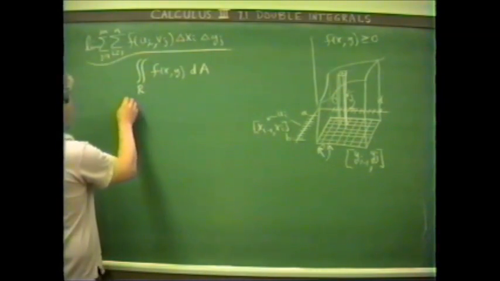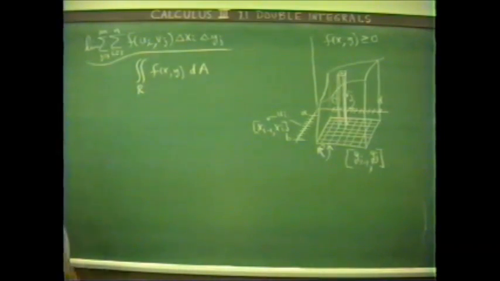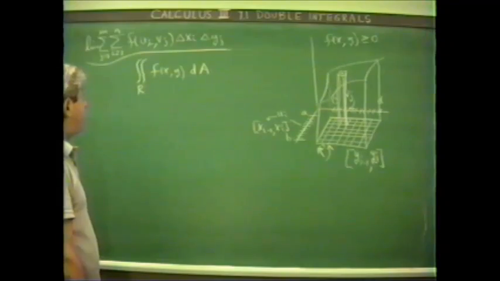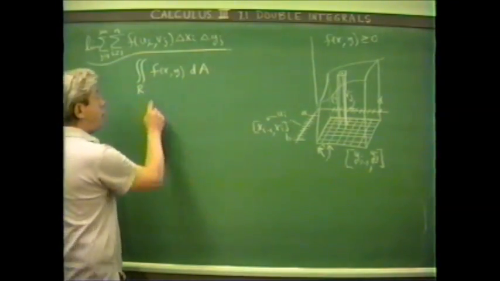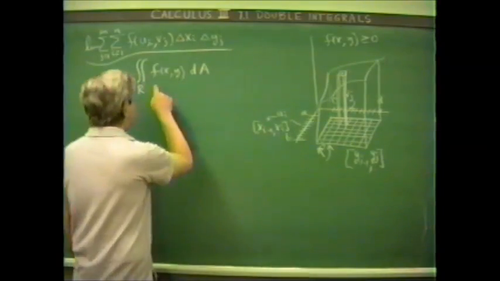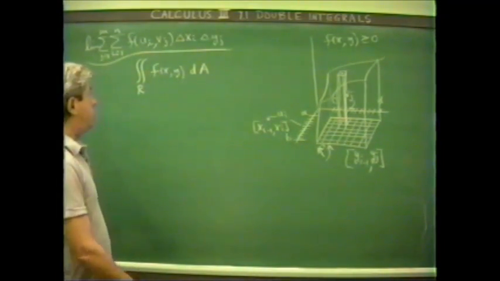That's to say, the integral of the sum of two functions is going to be the sum of those two integrals. The integral of a constant times a function is going to be the constant times the integral of the function. And the integral over two regions, R1 and R2, which are adjacent, will add up to the integral over the resulting union of those two regions.